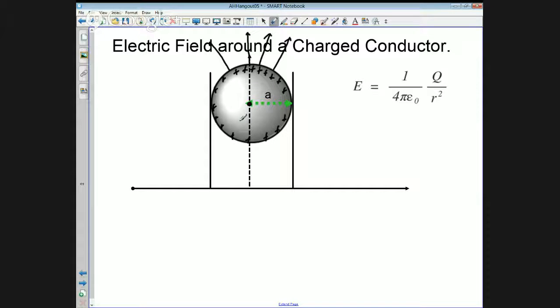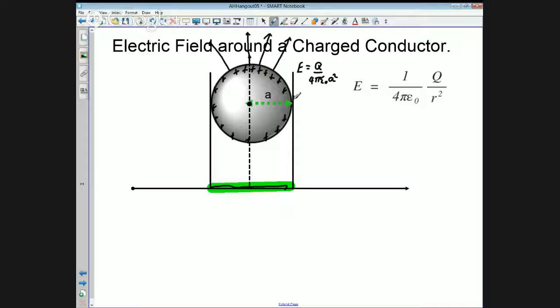Now, because there are no field lines inside the charged conductor, because all the charges reside on the outside, there can be no electric field in the conductor. So if we draw the graph, there's no electric field inside the conductor. At the surface of the conductor, the electric field strength is given by Q over A squared, where A is the radius from the centre out to here. So at the surface, the electric field is Q over 4 pi epsilon naught A squared.